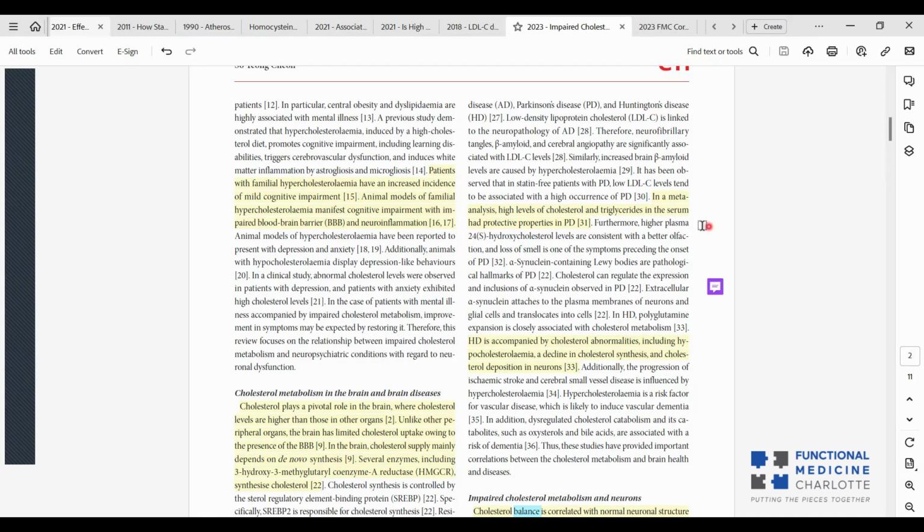In a study in Parkinson's disease, high levels of cholesterol and triglycerides in the blood were protective against developing Parkinson's. But then the next highlight down: Huntington's disease is accompanied by cholesterol abnormalities, including low cholesterol, a decline in cholesterol synthesis, and cholesterol deposition in neurons. So in Parkinson's, high cholesterol and triglycerides are protective. In Huntington's, low cholesterol promotes the disease, and elevated LDL in Alzheimer's is associated with greater risk of Alzheimer's. So again, it's one of those Goldilocks questions: too much, too little, or just right.